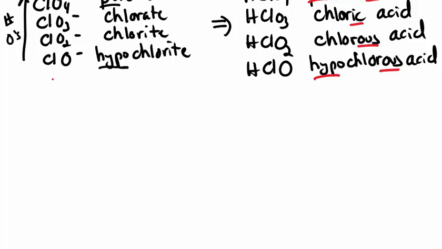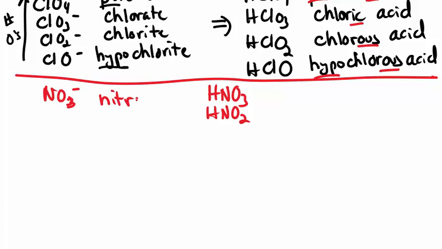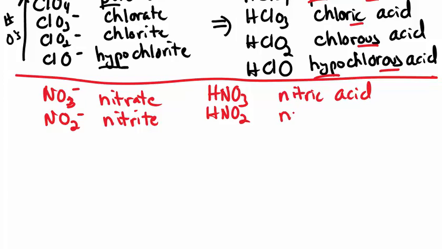Okay, now I'll give you a few to try. I'm going to ask you to name the acids HNO3 and HNO2, remembering that they come from the anions NO3 minus, which is nitrate, and NO2 minus, sorry, I forgot the minus, which is nitrite. Okay, the first one should be nitric acid. The second one should be nitrous acid.